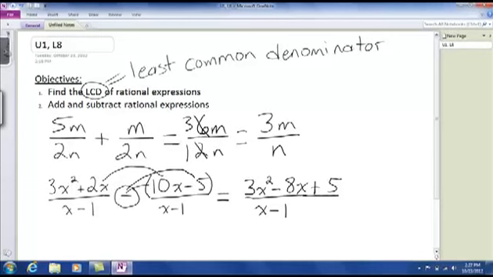So, in essence, what happens is when you have a subtraction, whatever's being subtracted, you're going to change the sign of everything on top of that fraction. So the 10x became negative, the negative 5 became positive. And there's my answer. I can't really do anything else with that. I know it doesn't look simple, but that is simplified because we took two fractions and made them one.